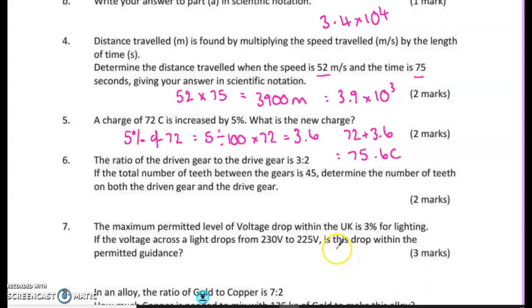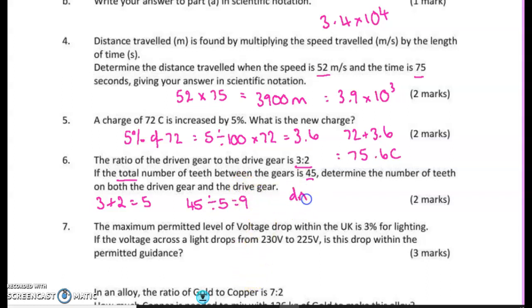Number 6, the ratio of the driven gear to the drive wheel is 3 to 2. The total number of teeth is 45. Determine the number of teeth on both the driven gear and the drive gear. Okay, so I'm looking for my total number. So I want to know what my total number of shares is. 3 add 2 gives me 5. I've got 45. I need to split it into 5 equal parts. So it's 9 for each part.